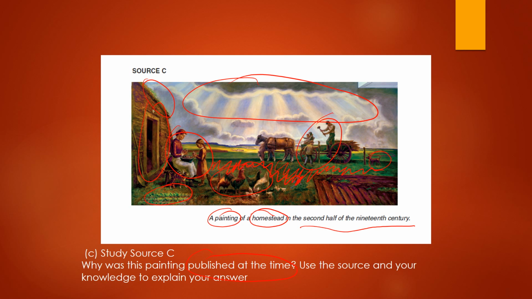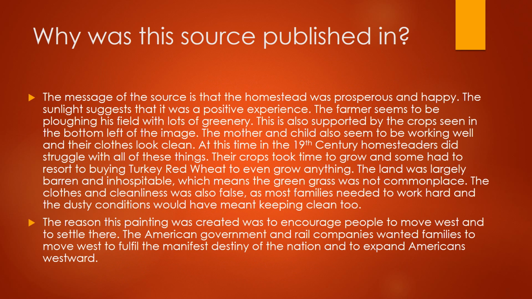So interestingly, we now look at the question, why was it painted at this time? Clearly, something's going on. The question I'm going to pull out from you is, first of all, what's going on? Then a little bit of background about what homestead life was like. And then we'll go with why it was painted. So this is the example. Why was this source published?